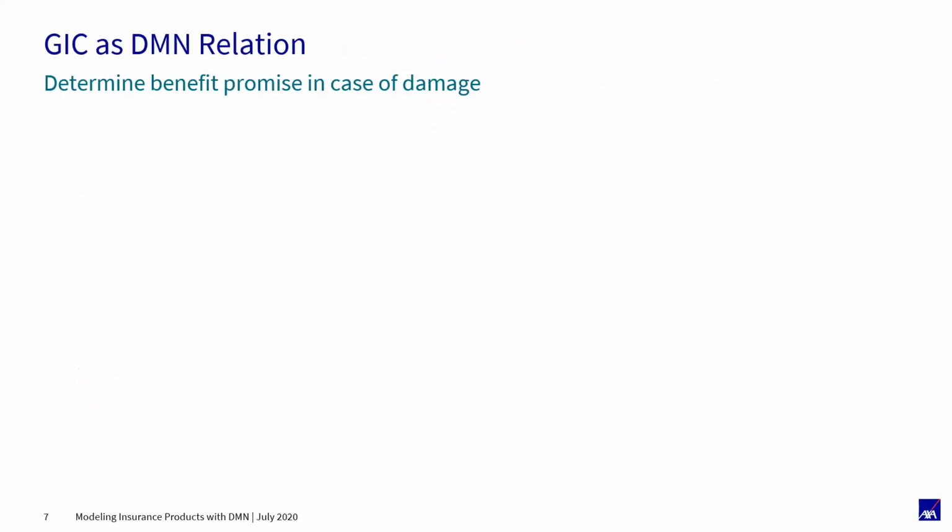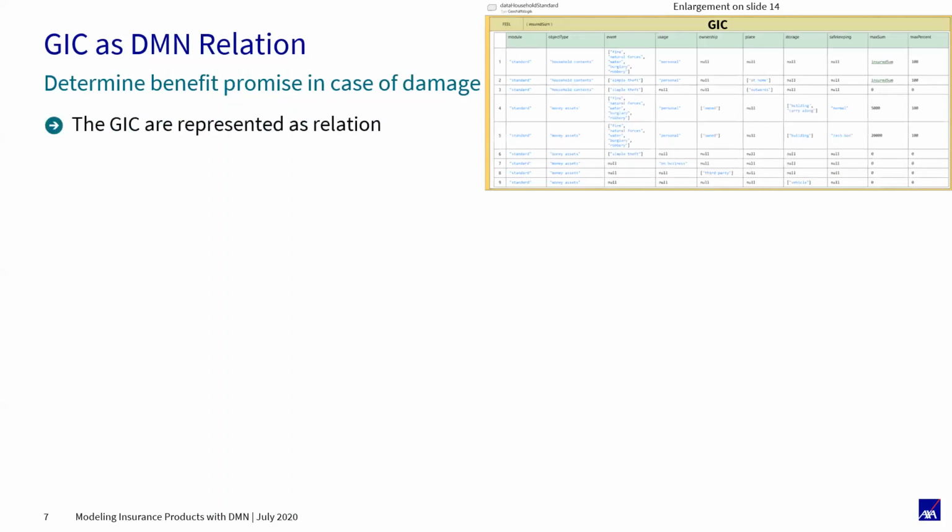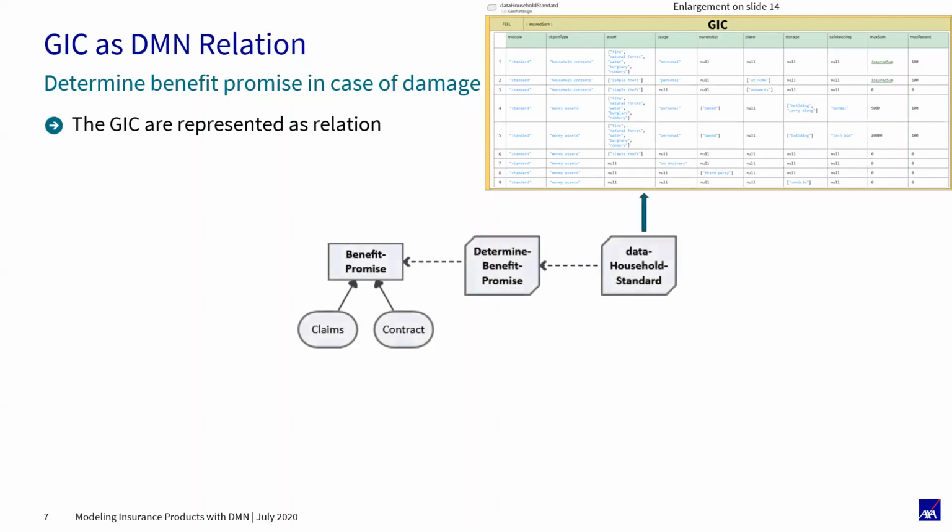The data in the tabular representation at the beginning of the terms and conditions are effectively constant. And in this case, it can be displayed better as a DMN relation. And here a business knowledge model contains the relation with the data of the terms and conditions. And with a new decision requirements diagram, the decision again has two inputs, the claim and the contract. And the second business knowledge model, determine benefit promise, contains the logic to be applied on the relation.